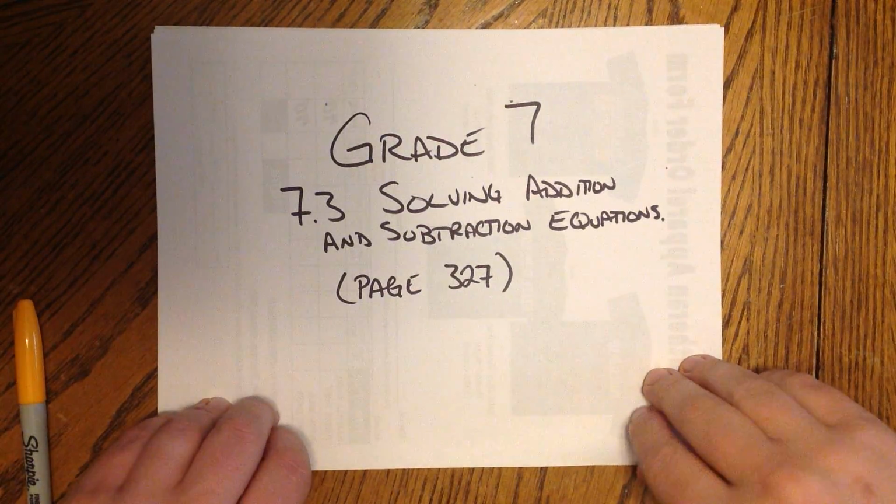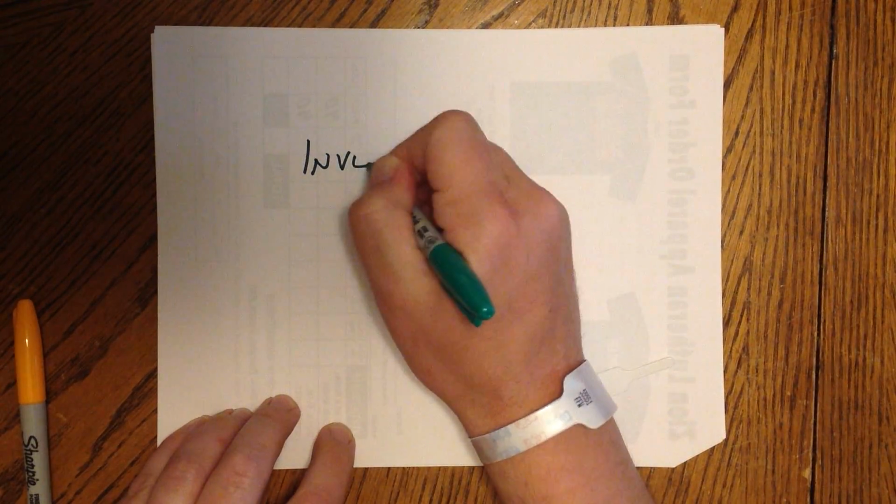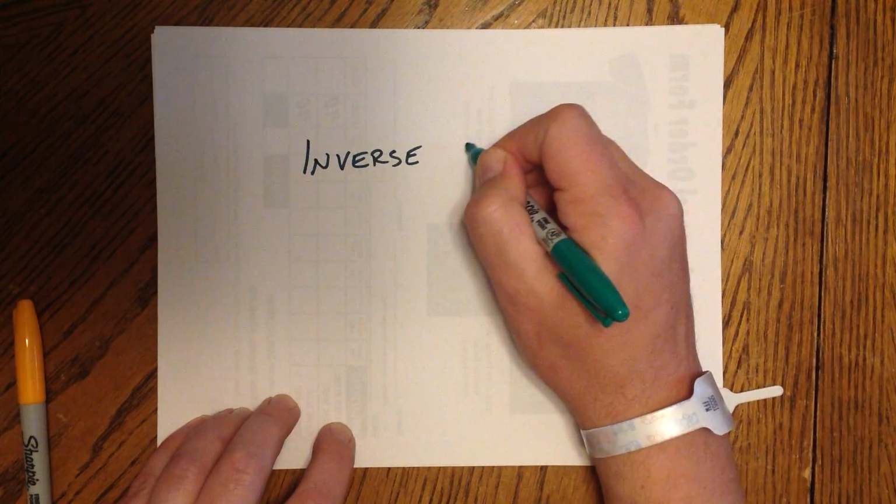And the big term, maybe the most important term in math going forward, that we're going to find in this lesson is inverse operations. I'm going to write it down here. It's found on page 327. Please take a look at it.